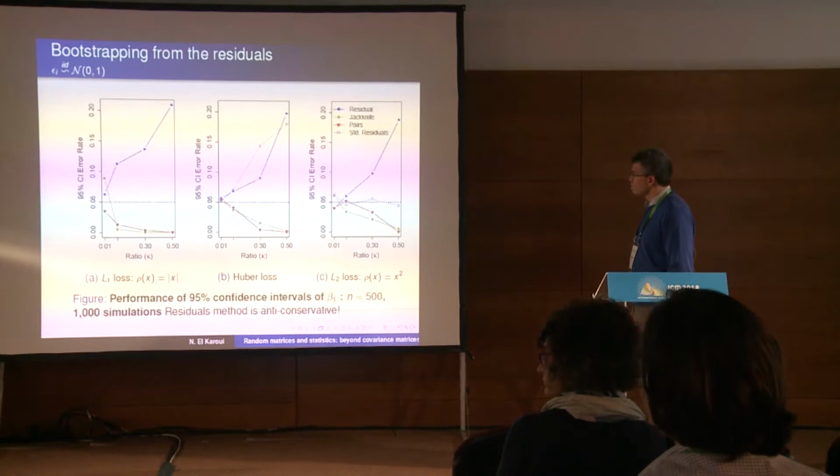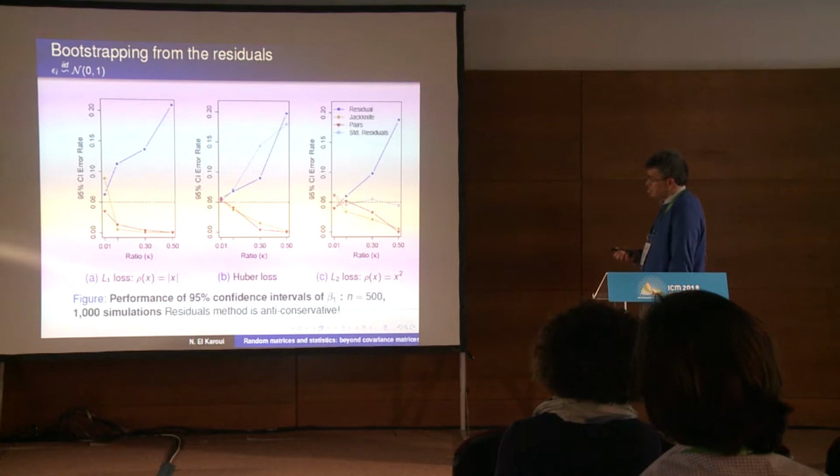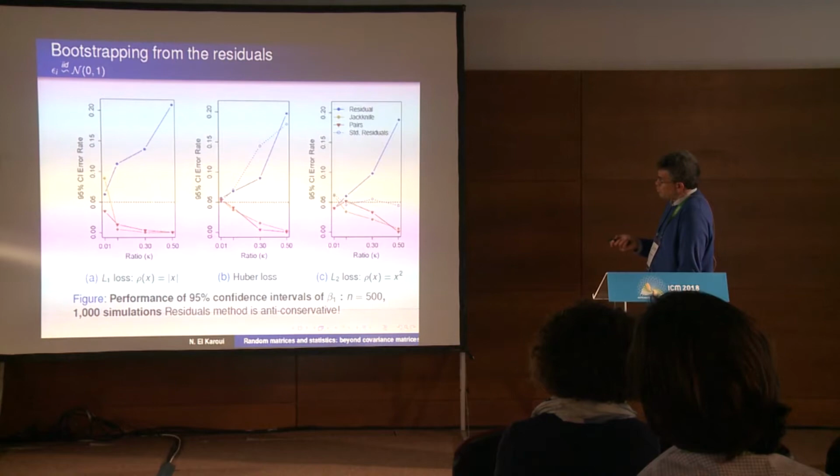Okay, so here's the residual bootstrap. The residual bootstrap are these curves here, which are blue with a solid dot. What we did here is we looked empirically at the performance of the residual bootstrap. We built 95% confidence intervals. So what that means is that 5% of the time, we're going to be wrong. Okay, and we look at the percentage of intervals that didn't cover the truth.